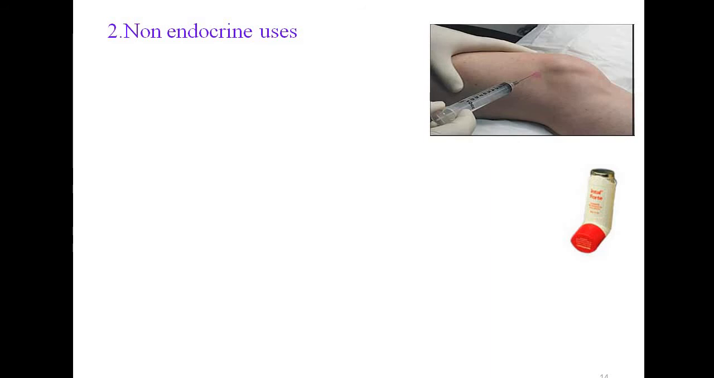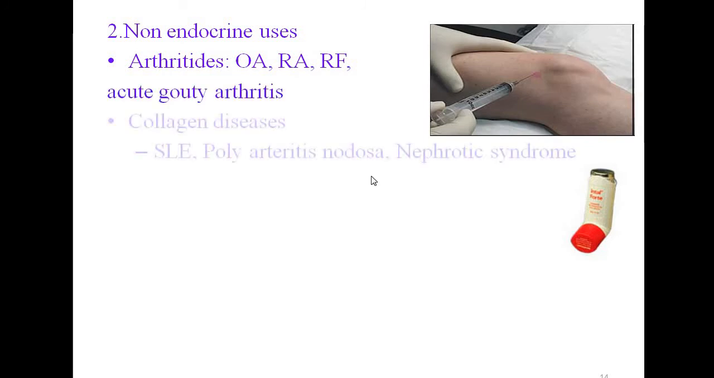Now coming to the non-endocrine uses or non-replacement uses of corticosteroids. In arthritis, osteoarthritis, rheumatoid arthritis, and in rheumatic fever. Now this picture shows intra-articular injection of a corticosteroid in very severe osteoarthritis or rheumatoid arthritis involving the knee joint. In acute gouty arthritis, where the corticosteroid is given either systemically or orally.